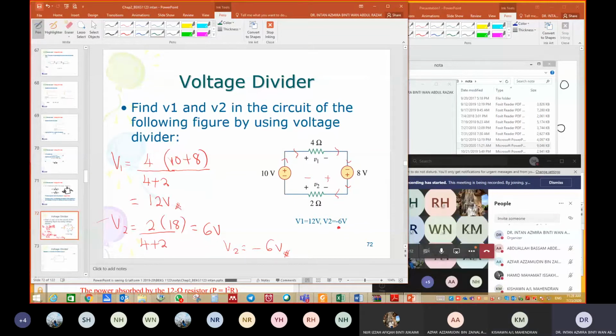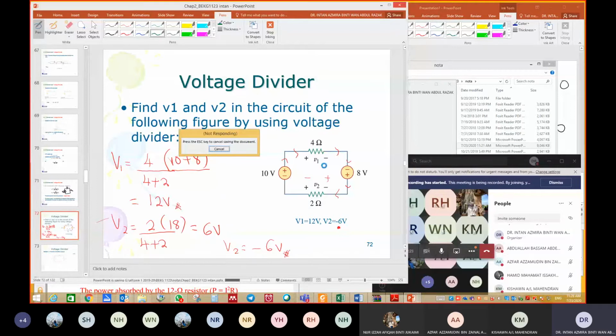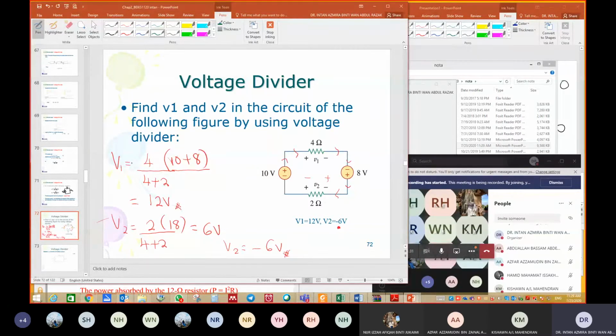Now, this is voltage divider. Please bear in mind that voltage divider deals with series circuit. The voltage drop across a resistor is equal to that resistance divided by all the resistors connected in series, multiplied by the voltage source supplying that series.